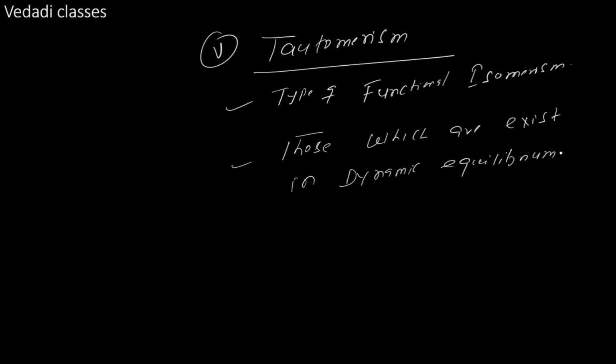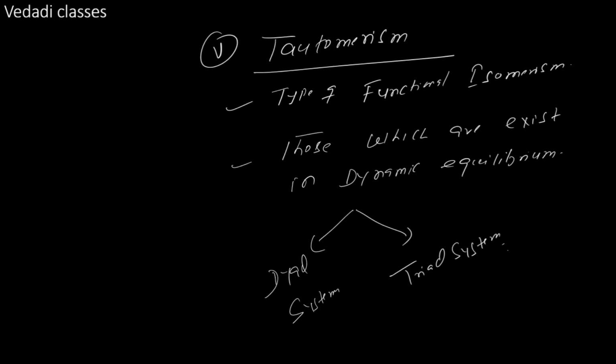So what is the meaning of this? Let's see. Tautomers are basically of two types. First we discuss the types, then we'll discuss the examples. One is known as the dyad system, and the other is known as the triad system.